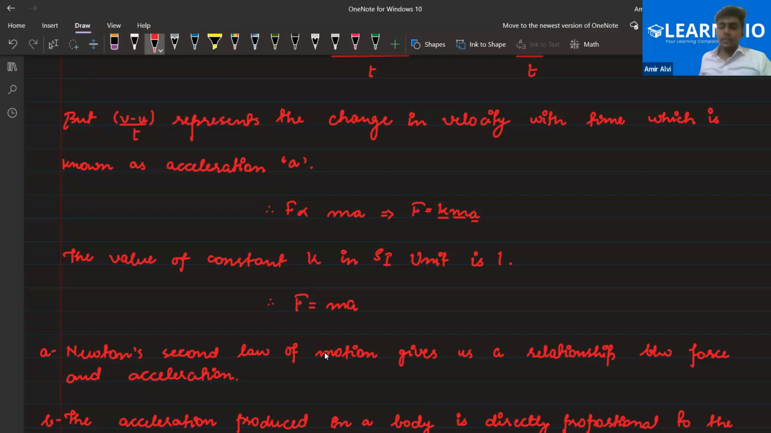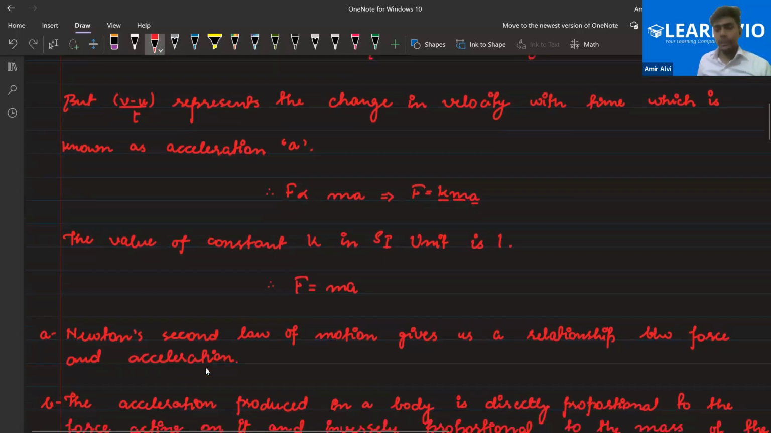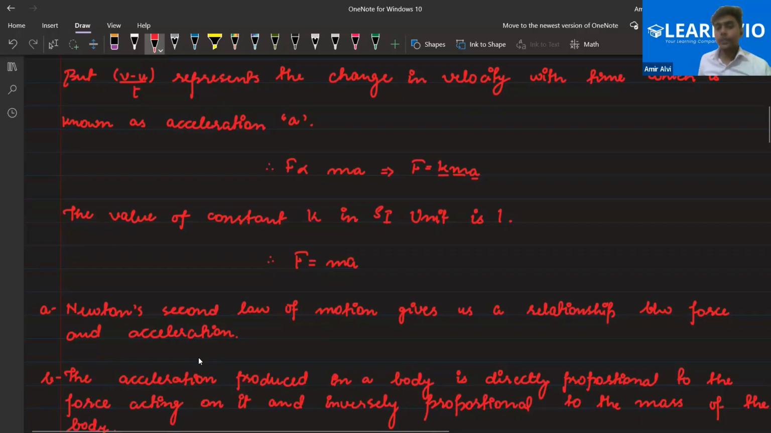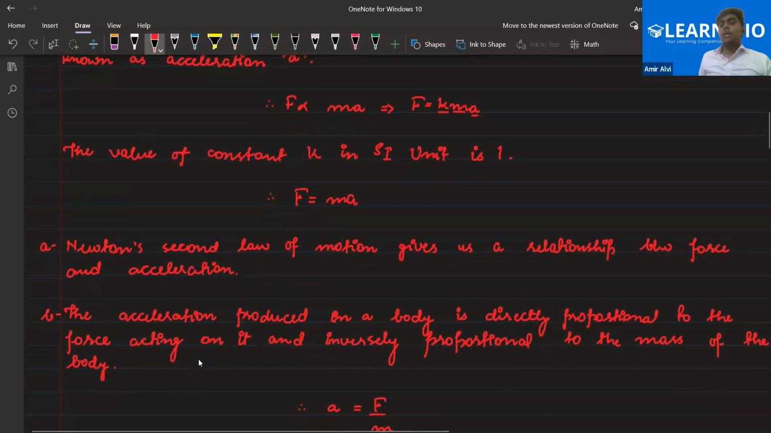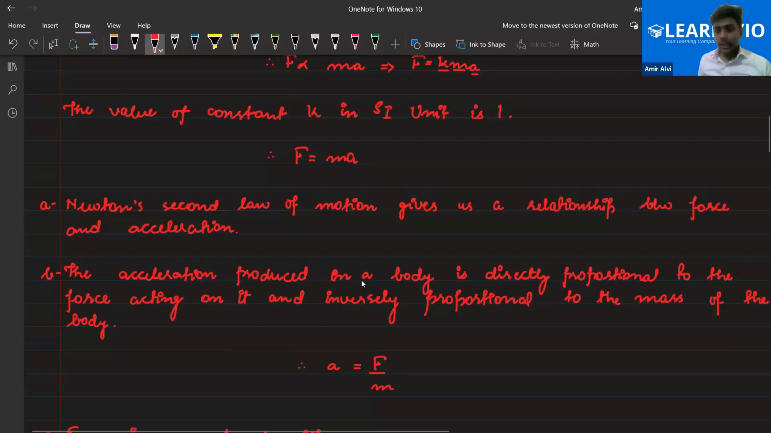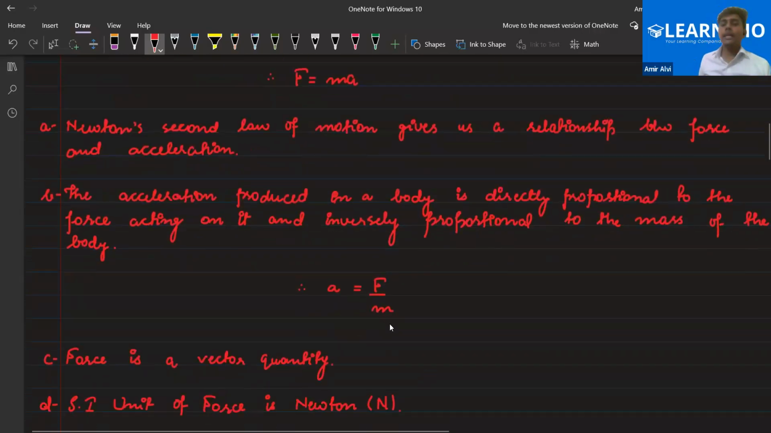Okay, that's great. So basically, the second law of motion gives us the relationship between the force and the acceleration. That's why it is important. Okay. Now, next thing. So now the acceleration produced in the body is directly proportional to the force acting on it and inversely proportional to the mass of the body. So now let's understand and analyze this thing, everyone.